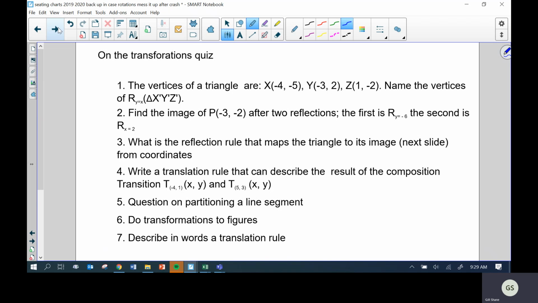So the next question on there, the vertices of a triangle are, and then it gives you the triangle, and then it says name the vertices of the triangle when it is y equals x. We have not done this at all yet. So this will be probably the most confusing thing we do. We flipped it. This is a reflection, right? Big R is reflection.